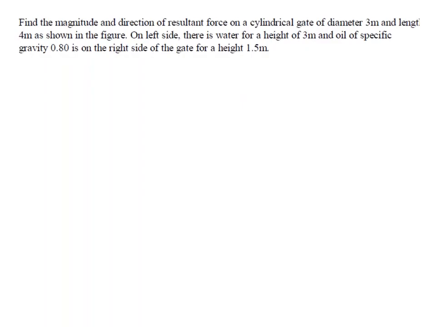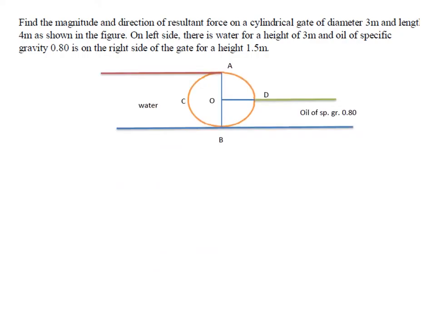I will give you the next problem, where we are trying to find the magnitude and direction of the resultant force on a cylindrical gate of diameter 3 meters and length 4 meters, as shown in the figure. On the left side there is water for a height of 3 meters, and oil of specific gravity 0.8 on the right side of the gate for a height of 1.5 meters. You are required to draw the figure.